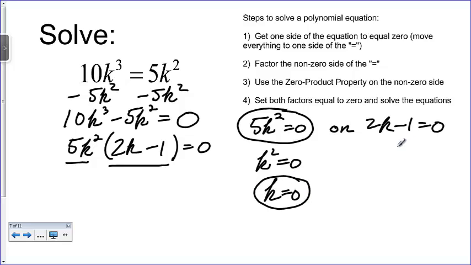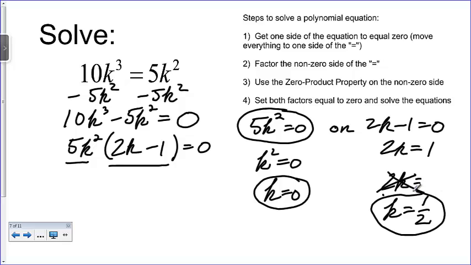With the other equation to solve for k, add 1 to both sides and divide both sides by 2. And you get 2k is equal to 1, you get k is equal to 1/2. So there are your two solutions: k equals 0, k equals 1/2.